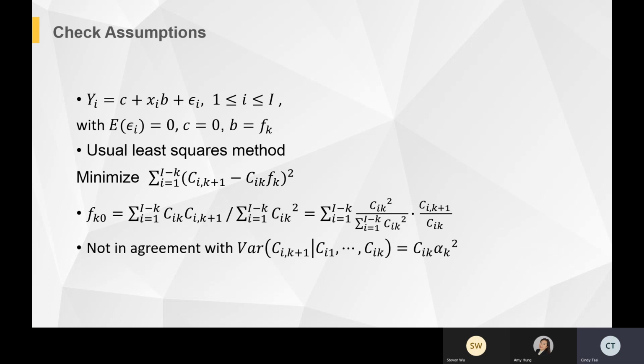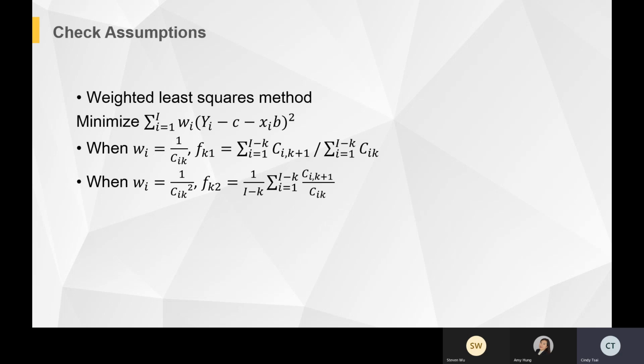The expectation assumption can be interpreted as an ordinary regression model, yi equals c plus xi b plus error. The expectation of the error is 0, and in this special case, c equals 0 and b equals Fk. Then use the usual least squares method, minimizing this formula to get Fk0. Rewriting Fk0, Thomas found that this is a Cik squared weighted average of individual development factors, which implies that the variance is the same for all observations. This is not in agreement with the variance assumption of the chain ladder method.